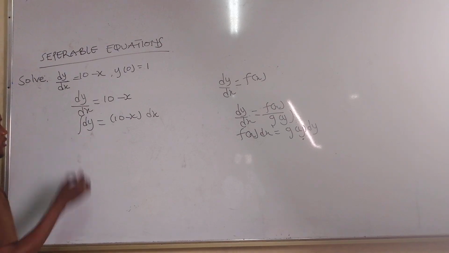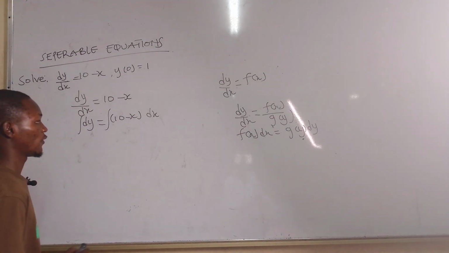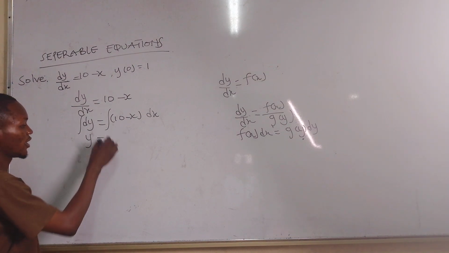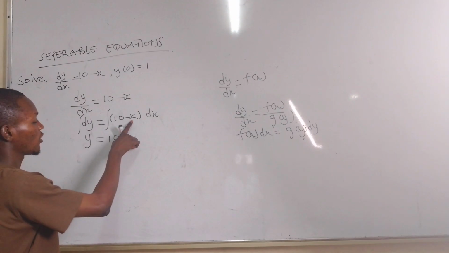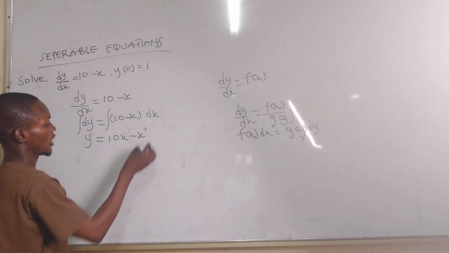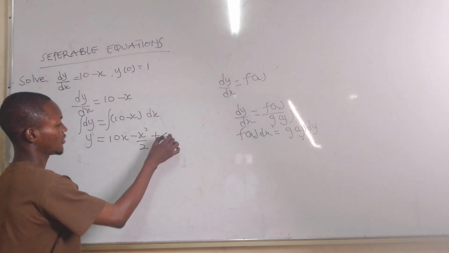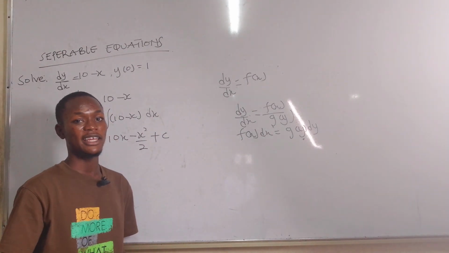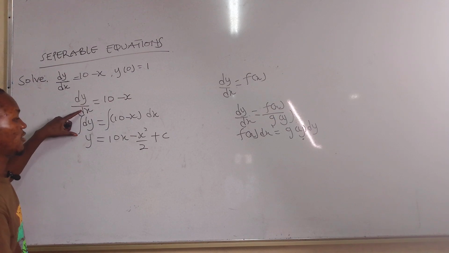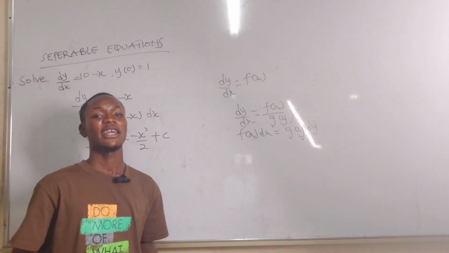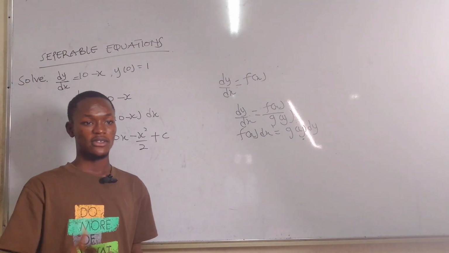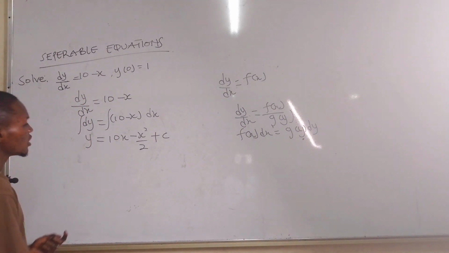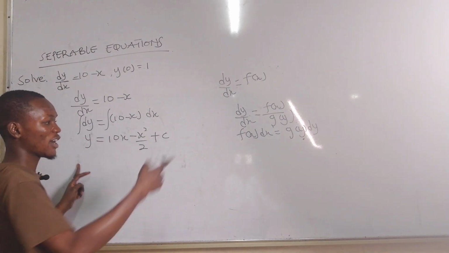Now we take the integral of this side, and we take the integral of the other side. When you integrate dy, we have y, which is equal to, when you integrate 10, we have 10x minus, when you integrate x, you get x squared over 2, plus c. Plus c, that is the arbitrary constant, because it is an indefinite integral. It has no limits. By implication, when you integrate an indefinite integral, you need to introduce a constant, either c or k. Very good. Now we have to get rid of c by finding its value.